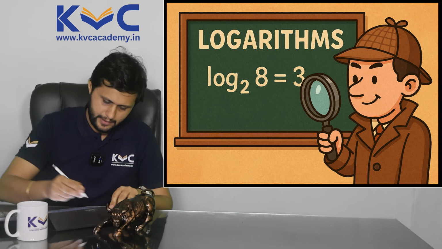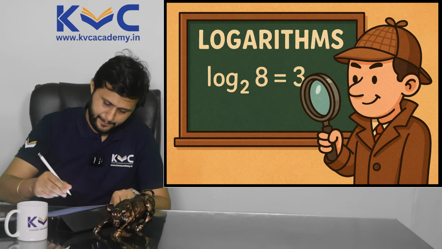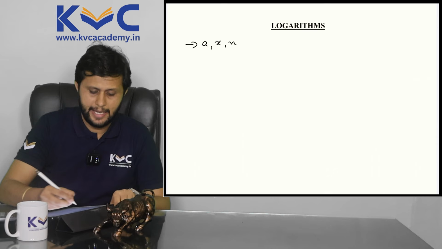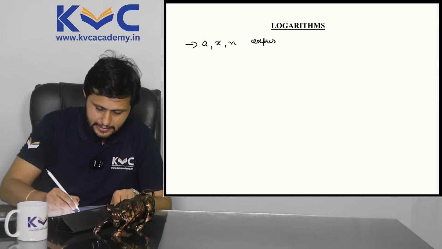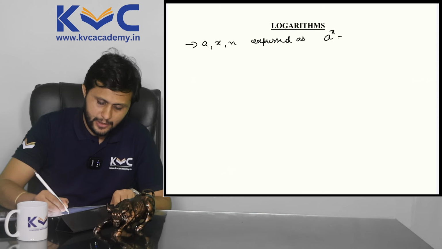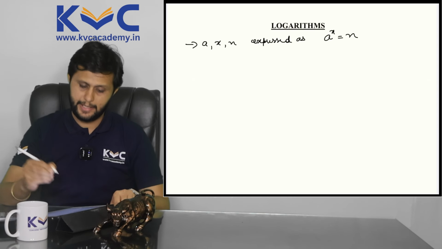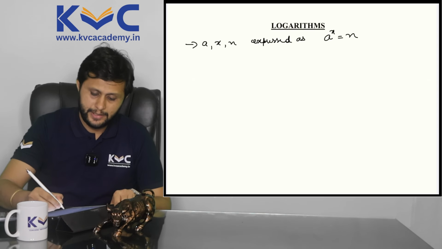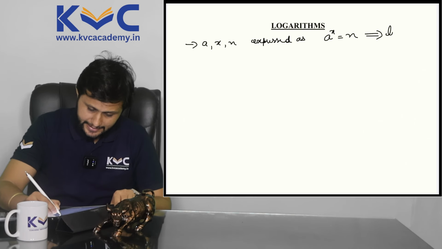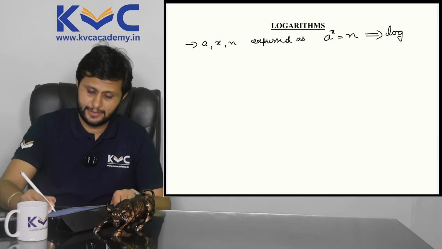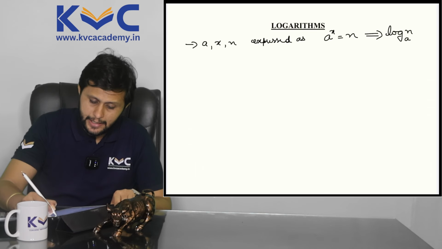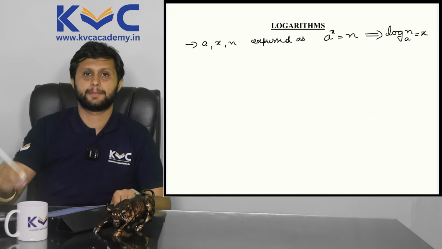If I had to give you the meaning, I have three terms, a, x, and n, expressed as a to the power x equal to n. What is this equal to in terms of logarithm? I can write this as logarithm of n to the base a equal to x.